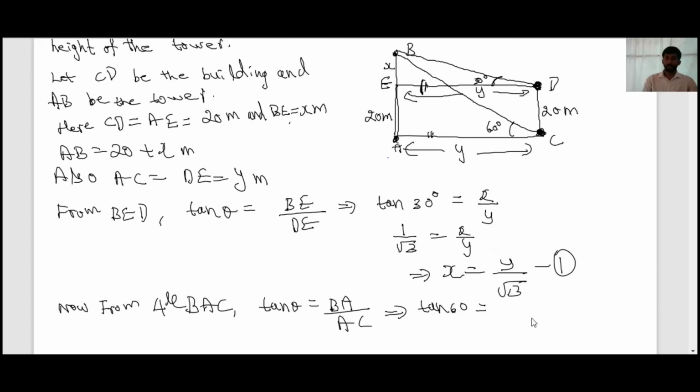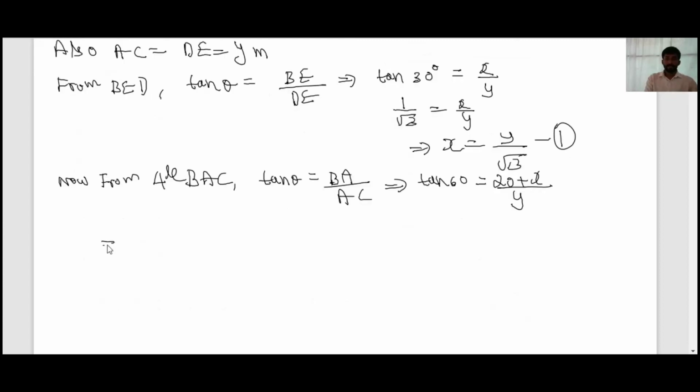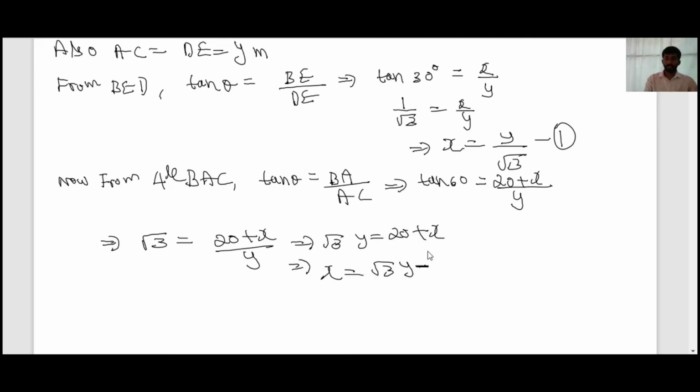Tan 60 degree is equal to BA. BA is nothing but AE plus BE. A to E is 20 meter, B to E is X meter. What's the total length then? 20 plus X meter, right? So BA is 20 plus X divided by the adjacent, which is Y. This implies tan 60 degree, root 3, is equal to 20 plus X divided by Y. This implies root 3 Y is equal to 20 plus X. Then X is equal to root 3 Y minus 20. Take it as equation number 2.